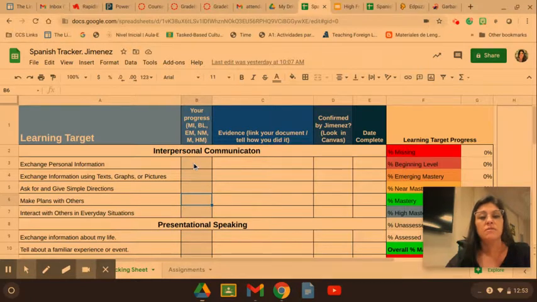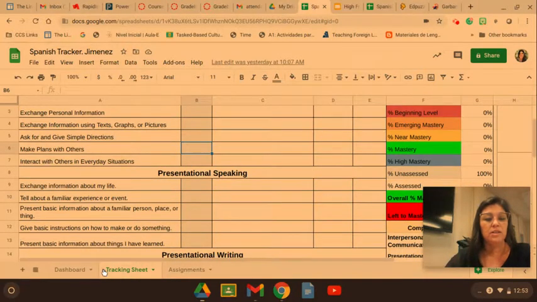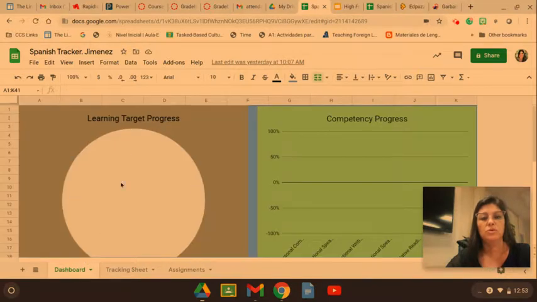your grades. For example, you put a missing if you didn't do your assignment, BL if it's at the beginner level, EM emergent, M near mastery, and M if it's mastery, and high mastery is HM, and that's for all of them.